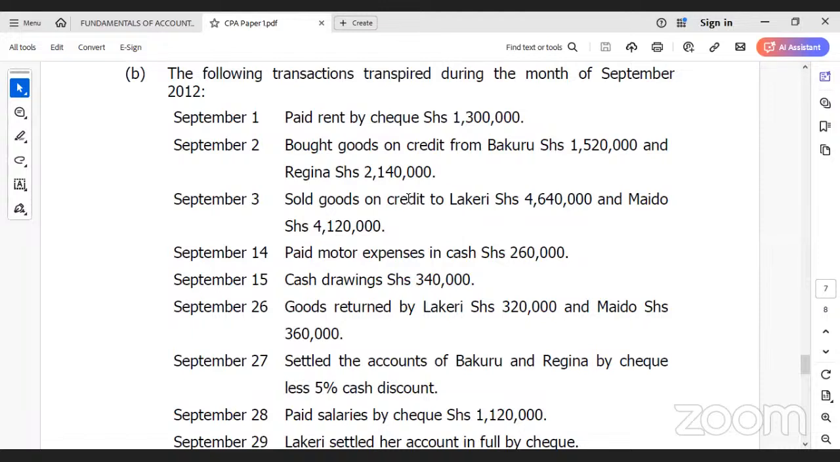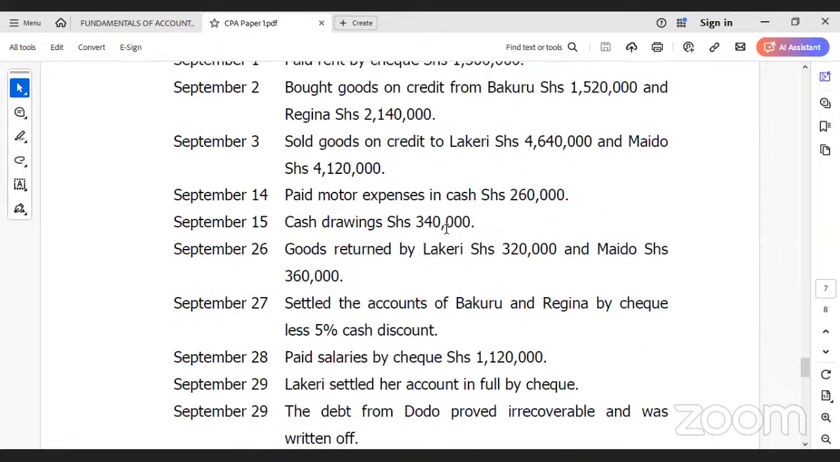On September 15th, cash drawings, shillings 340,000. On September 26th, goods returned by Lakeri, shillings 320,000, and Maido, shillings 360,000. 27th September, settled the accounts of Bakuru and Regina by check, less 5% cash discount. September 28th, paid salaries by check, shillings 1,120,000. 29th September, Lakeri settled her account in full by check.